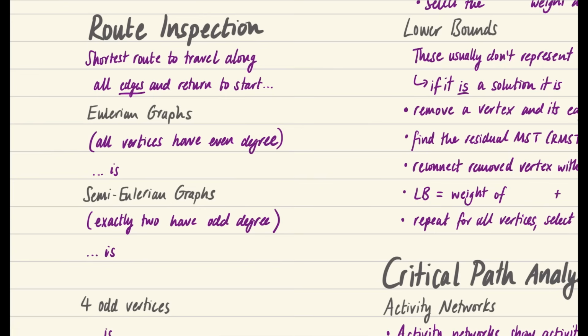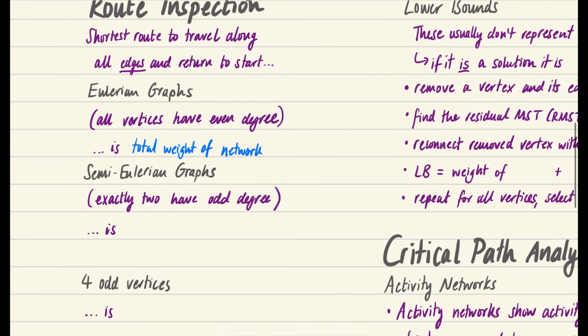Now, for Eulerian graphs, this is where we have all of the vertices that have an even degree. The shortest route to travel along all of the edges and return to the start is literally just going to be the total weight of the network. Because in an Eulerian graph, you can just trace all of them and get back to the start, and you don't have to repeat any of them.